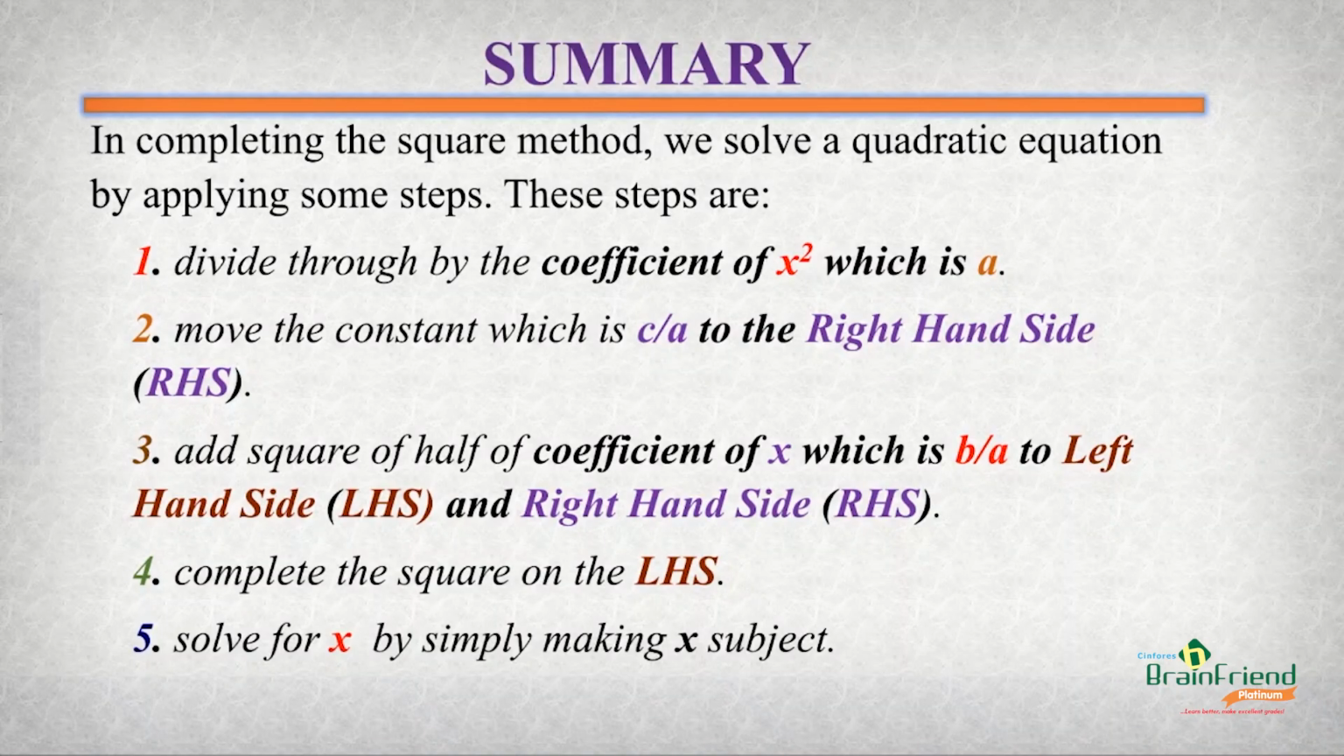Having solved through all those examples, now let's have a recap of everything we've done so far. We learned that in the completing the square method, we solve a quadratic equation by applying some steps. These steps are: 1. Divide through by the coefficient of x squared, which in our case was a. Step 2. Move the constant, which is c over a, to the right-hand side. 3. Add the square of half of the coefficient of x, which is b over a, to the left-hand side and right-hand side. 4. Complete the square on the left-hand side. And then finally, solve for x by simply making x the subject.